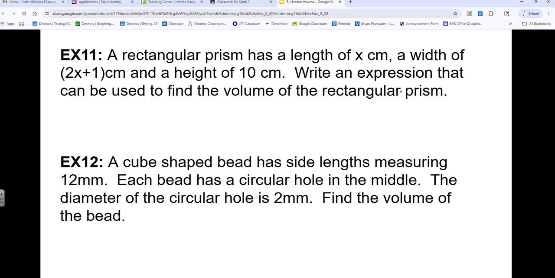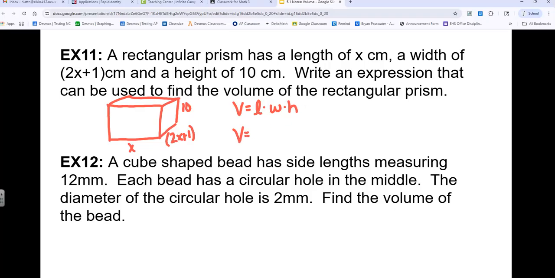So we've got a rectangular prism, and here our length is x, our width is 2x plus 1, and our height is 10. So for our volume, here it is: length times width times height. So if we're writing an expression for the volume, we're just multiplying those things together. So length is x, width is 2x plus 1.